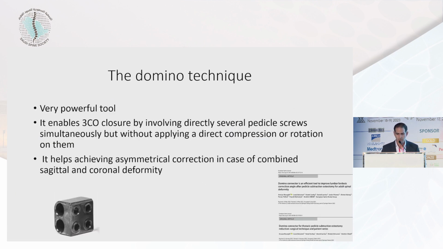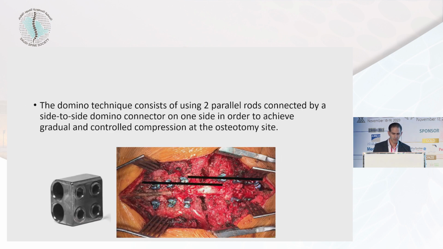So the use of the domino is interesting because the domino is a very powerful tool. It enables 3-column osteotomies closure by involving directly several pedicle screws simultaneously, but without applying a direct compression or rotation on them. It helps achieving also an asymmetrical correction when needed in case of combined sagittal and coronal deformity. And we published 2 papers about the use of the domino in the lumbar spine and also in the thoracic spine in the European Spine Journal. So it consists of using 2 parallel rods connected by a side-to-side domino connector on one side in order to achieve gradual and controlled compression at the osteotomy site.